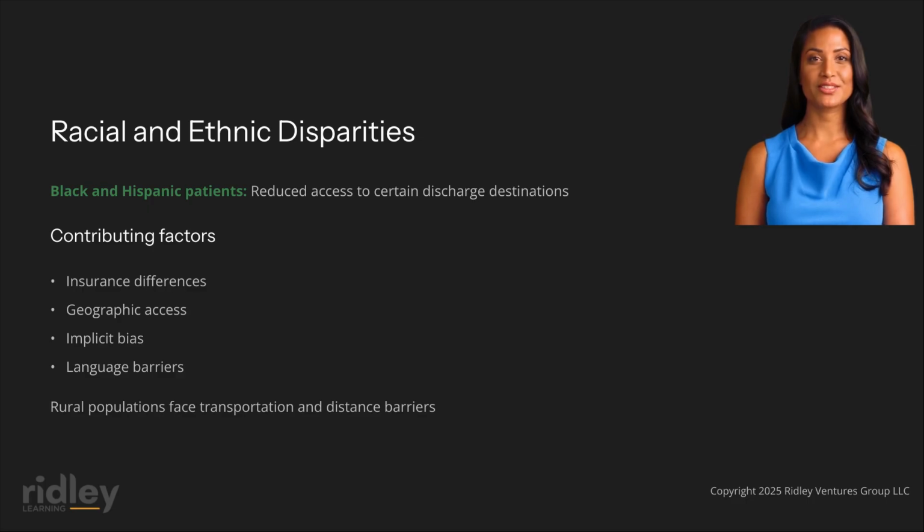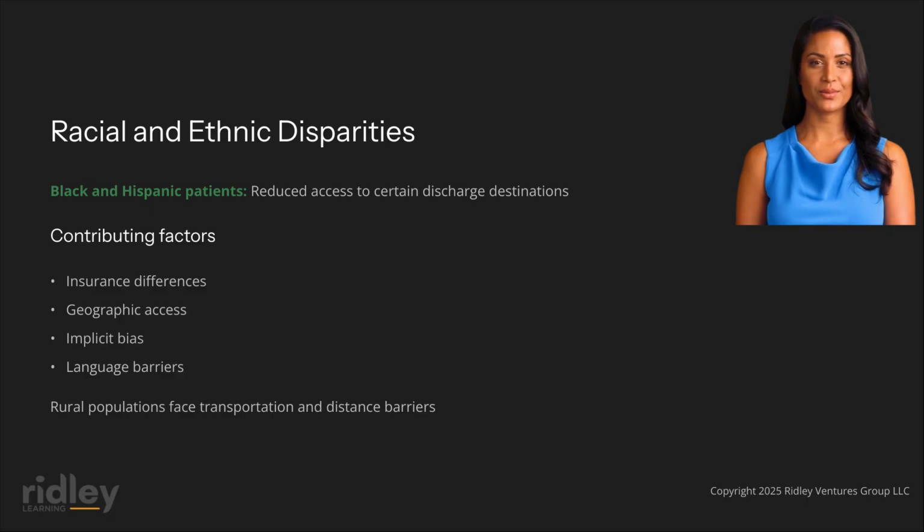Racial and ethnic disparities in stroke rehabilitation access and outcomes represent a persistent challenge that reflects broader patterns of healthcare inequity in the United States and other countries. Studies examining racial and rural disparities in stroke discharge disposition have found significant differences in post-acute care placement patterns across racial groups, with Black and Hispanic patients experiencing reduced access to certain discharge destinations compared to white patients even after controlling for clinical characteristics. These disparities may reflect differences in insurance coverage, geographic access to rehabilitation facilities, implicit bias in clinical decision-making, and cultural or language barriers that affect care navigation and advocacy.